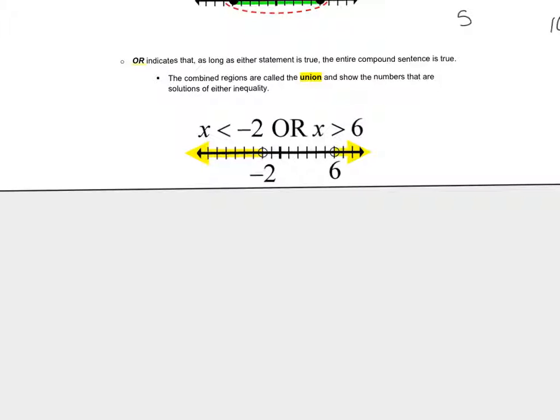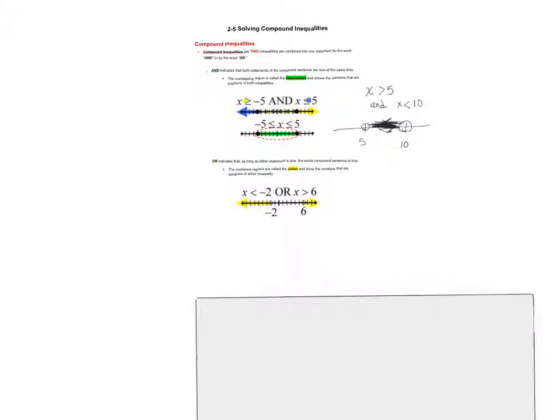For example, if I said x has to be less than -2 or x has to be greater than 6, what I'm saying is that you can either be less than -2 or greater than 6. And you'll understand if you think about it rationally that you can't be both. You can't be less than -2 and at the same time greater than 6. It doesn't make sense. So that is an or inequality.